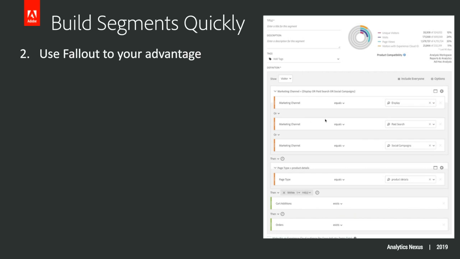segment. And so just simply right-clicking on that last item in order to build a segment based on that path and based on that fallout, I was able to have that data right in front of me in order to create that segment.